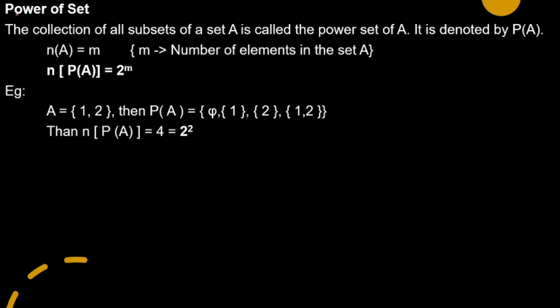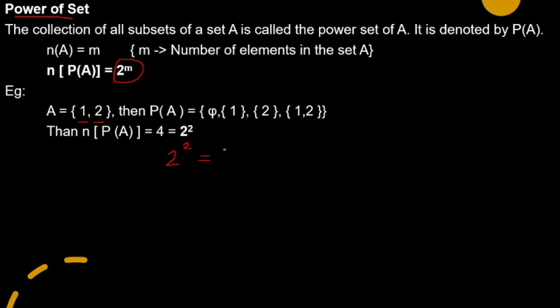So here we are going to find the power of set A. How do we write the power of set A? Here we have the formula 2 raised to m. How many elements are there? 1, 2. So 2 raised to 2, that is 2 square.